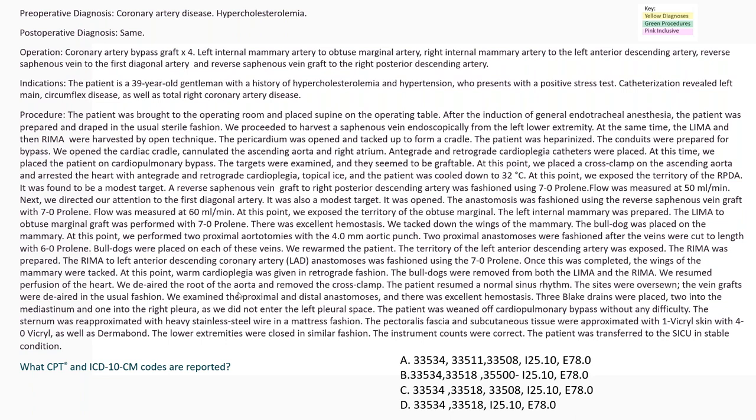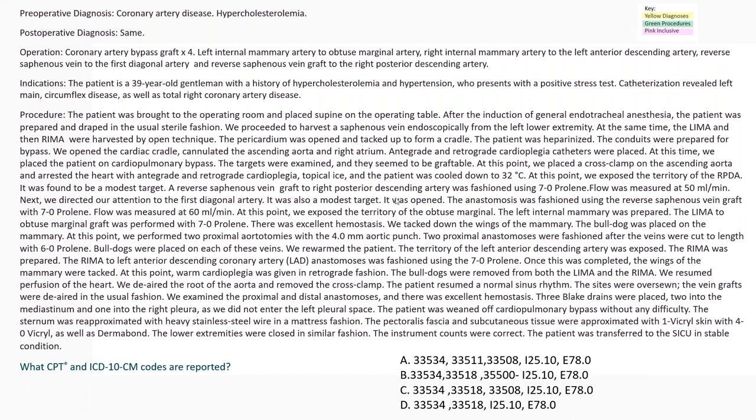Procedure. The patient was brought to the operating room and placed supine on the operating table. After the induction of general endotracheal anesthesia, the patient was prepared and draped in the usual sterile fashion. We proceeded to harvest a saphenous vein endoscopically from the left lower extremity. At the same time, the LIMA and then RIMA were harvested by open technique. The pericardium was opened and tacked up to form a cradle. The patient was heparinized. The conduits were prepared for bypass. We opened the cardiac cradle, cannulated the ascending aorta and right atrium. Antegrade and retrograde cardioplegia catheters were placed. At this time, we placed the patient on cardiopulmonary bypass.